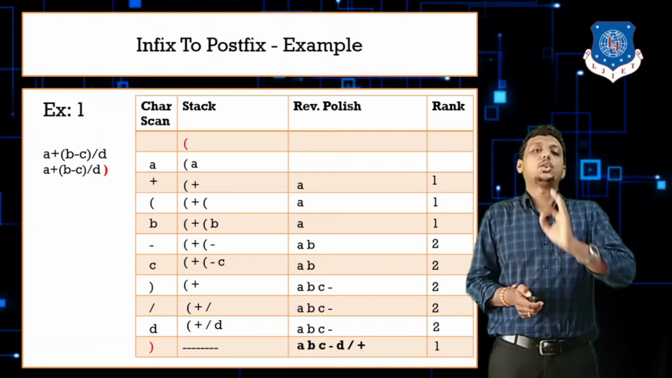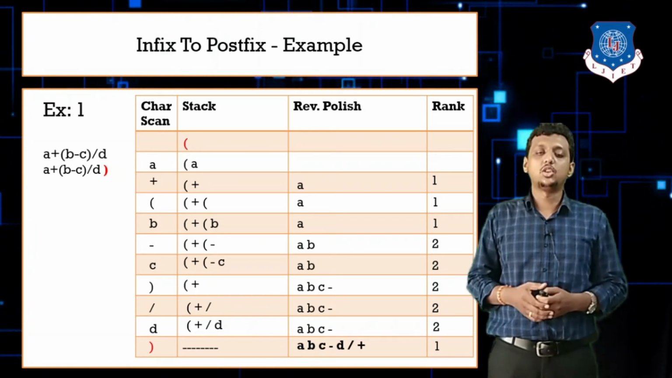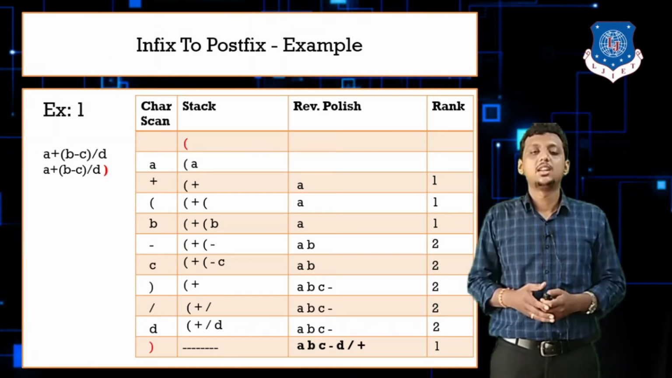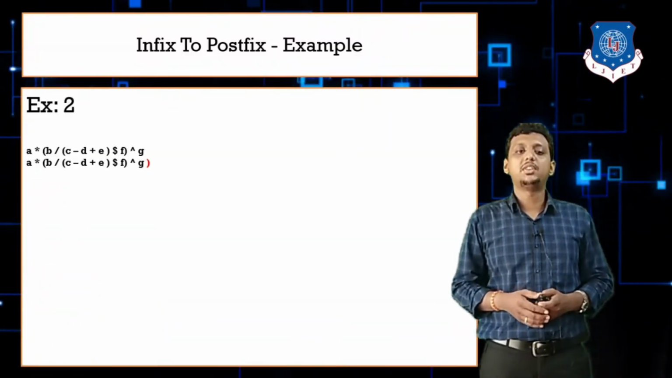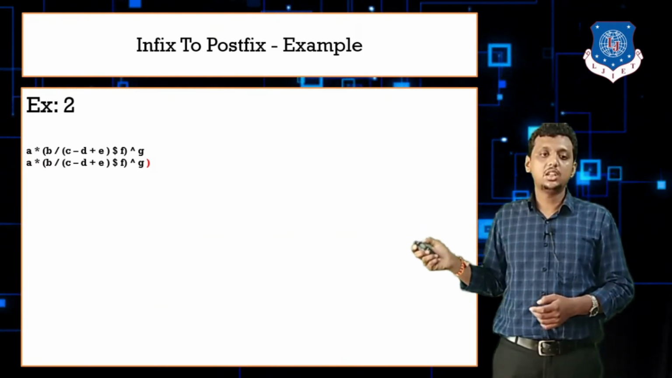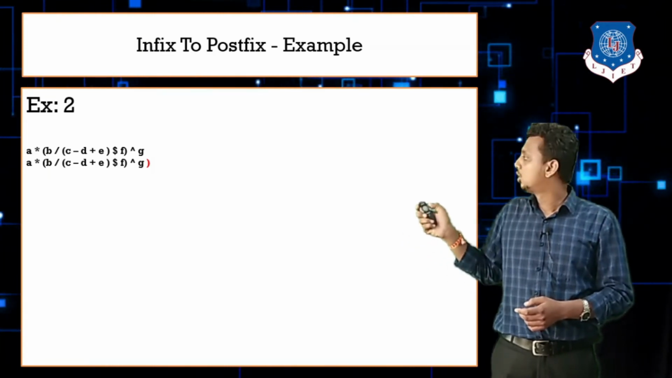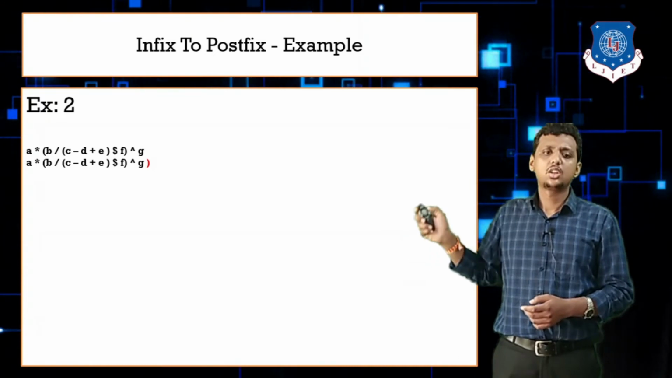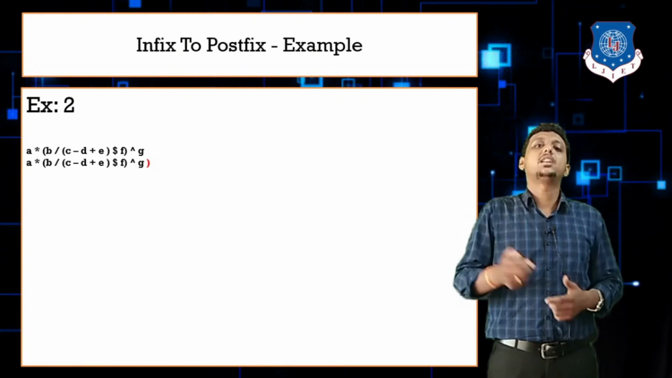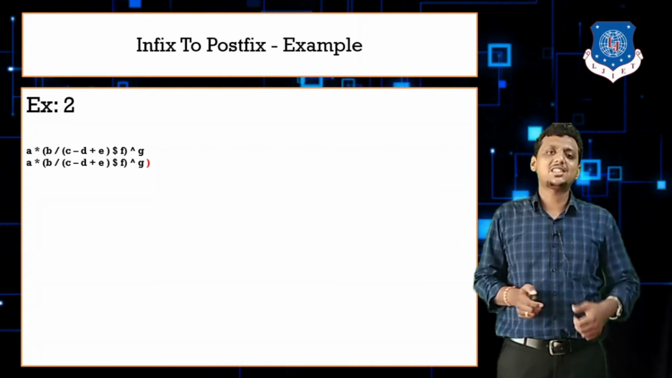Do not forget to calculate the rank at every step of the expression evaluation. Now, this is your final answer. It's a postfix expression. Okay, so let's understand in more detail with the second example. Here we have A plus opening bracket B division opening bracket C minus D plus E closing one star F closing one caret G. Okay, and then our appended closing bracket. So it's a very long example, but let's start together.